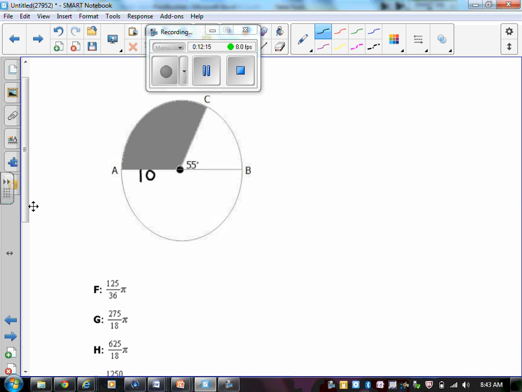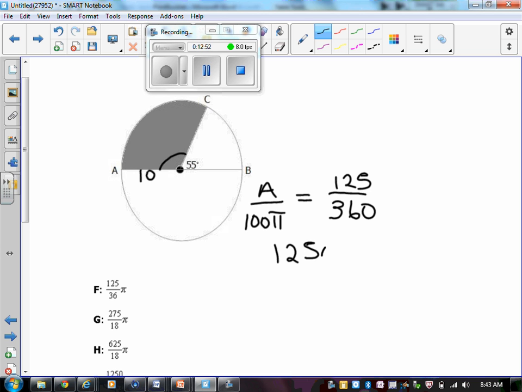So what I will do is area of this region over 10 squared, which is 100 pi, right, equals, I need to know what this angle is because the 55 is only for the other side. So you have to do 180 minus 55, which gives you 125, and divided by 360. So when you're doing this, I think it's best if I continue to do it. I'm going to multiply it out. So when I multiply it out, 125 times 100, it's going to give me 12500 pi divided by 360.